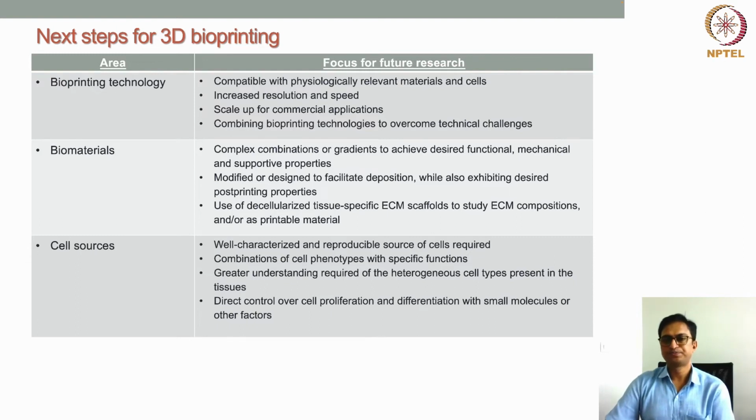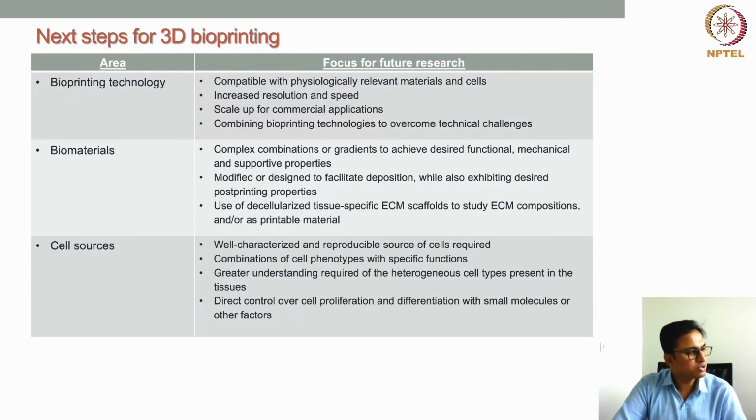Now suppose with inkjet bioprinting we can pattern very well, right? Because it's basically spraying, creating droplets, and the droplets can pattern where cells can also be loaded. So now, how can we combine different bioprinting technologies to overcome the technical challenges? How that can be done is another major issue.